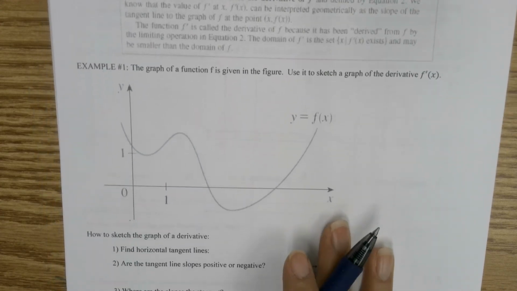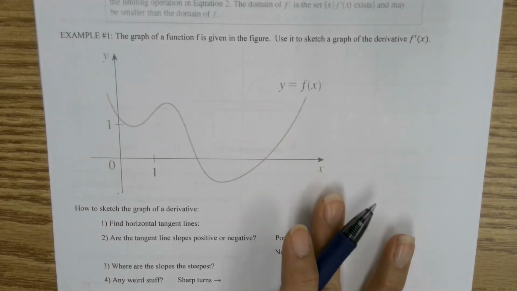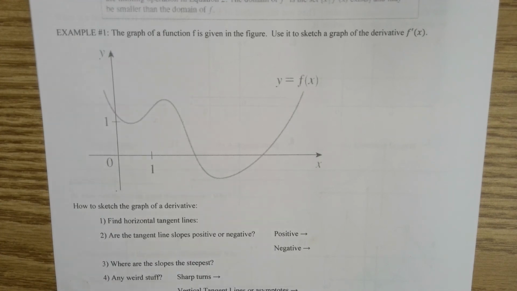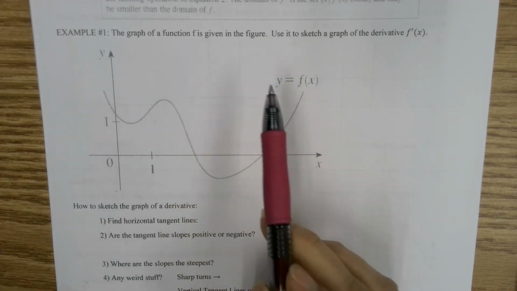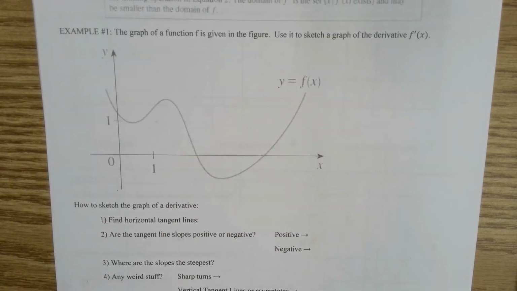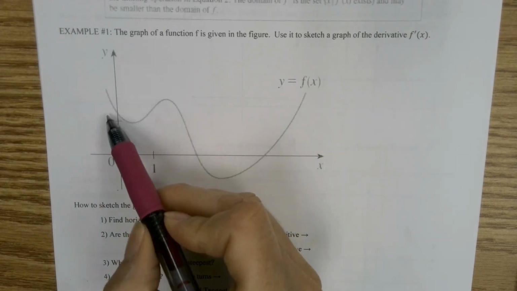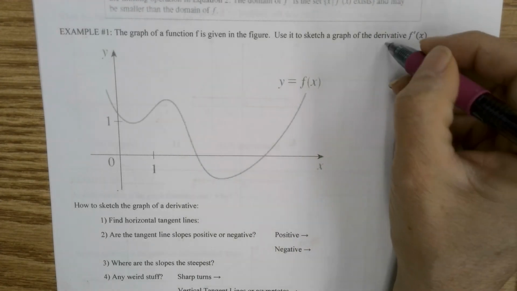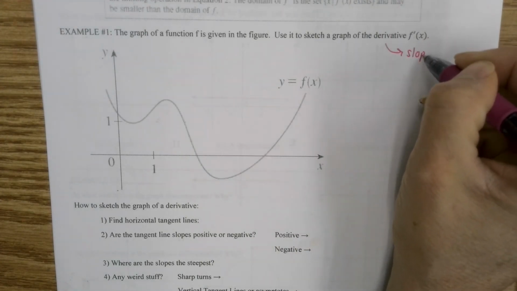So if we look at example number 1, today's focus is all going to be about not finding the algebraic function, since we looked at that yesterday, and we'll look at that again in the next section. Today we're going to look at finding the function graphically. So the question says the graph of function f is given in the figure. Use it to sketch a graph of the derivative f prime of x. So we want to graph the derivative of this function. Well, we know that the derivative is the slope of the tangent line.